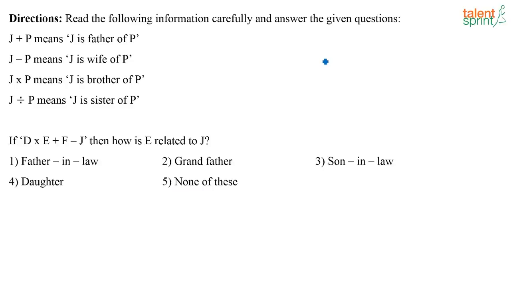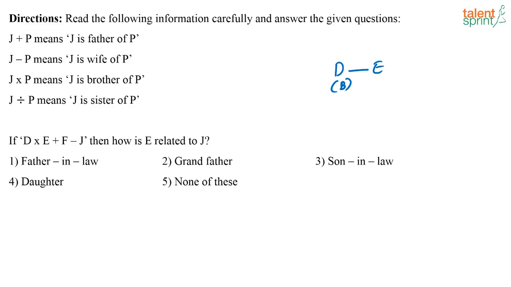So what does D cross E mean? D is the brother of E. So D is the brother, I am just representing it as a boy, a male person, right? So boy. You can use plus, minus or M, F, whatever notation for male and female. See to it that you are using the standard notation throughout the problem. That's all. Next, what does E plus F mean?